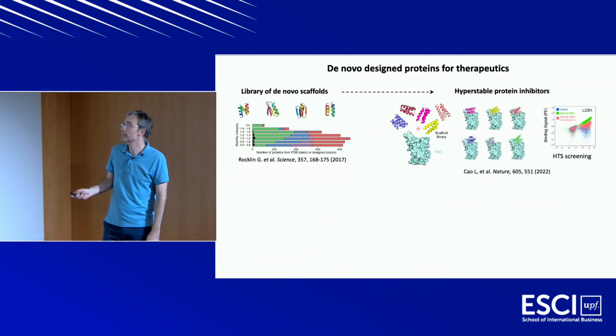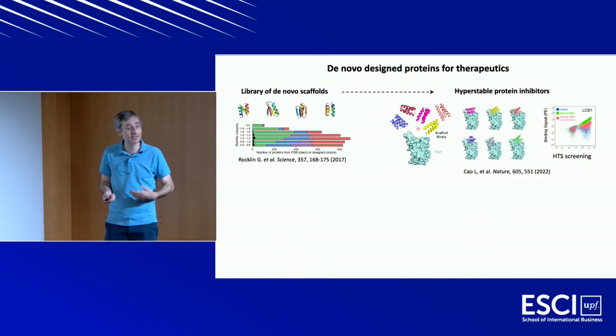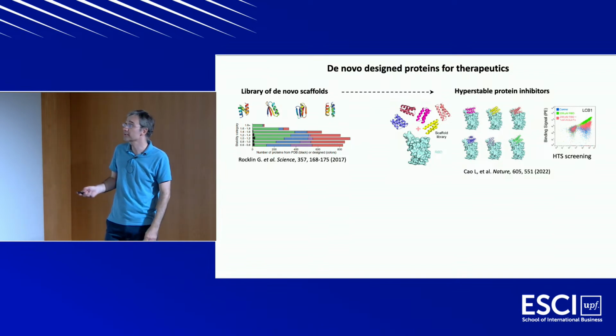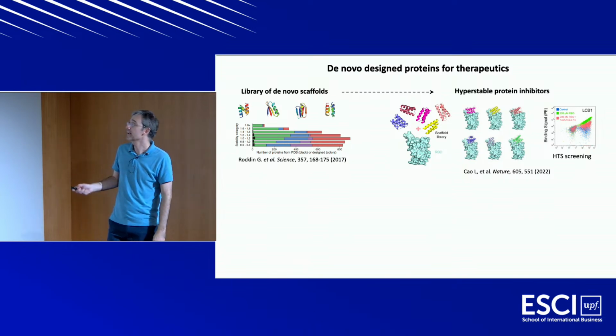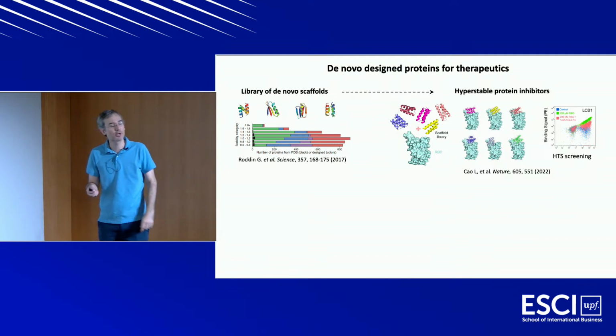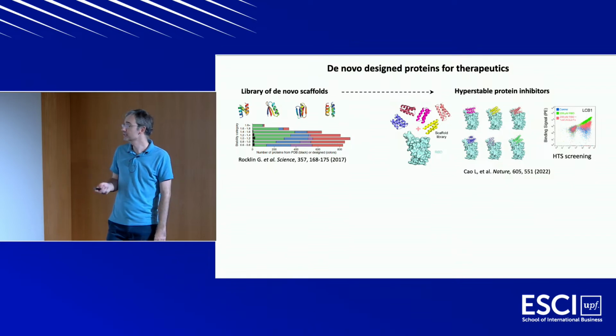For example, these libraries have been used to design inhibitors for different targets. For COVID-19, in the context of the pandemic, de novo designed inhibitors were developed to target the spike protein of the coronavirus. You have these families of designs, and then with different high throughput experimental screening strategies, you can identify the top binders.